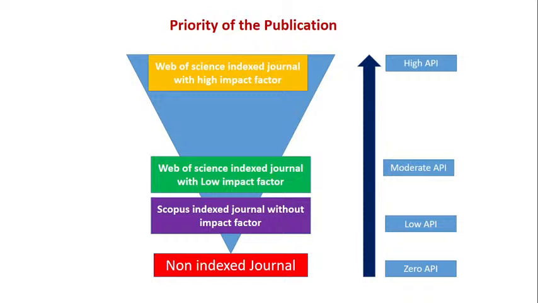Today, for NBA accreditation, NAAC accreditation, any accreditation process, they are not considering non-indexed journals, only Scopus or Web of Science, I mean Scopus or SCIE journals. So this is what I want to convey.